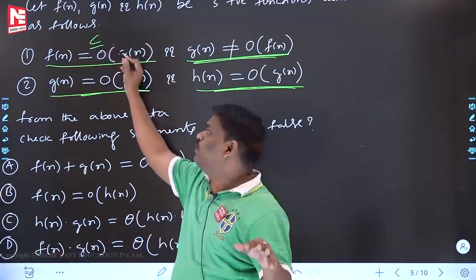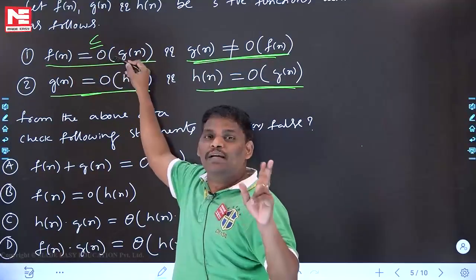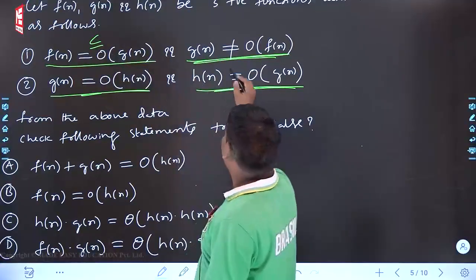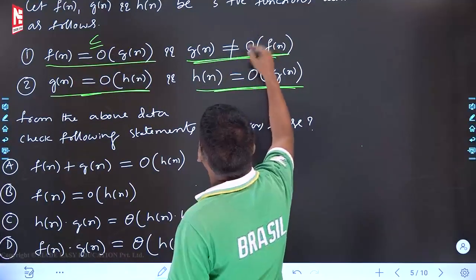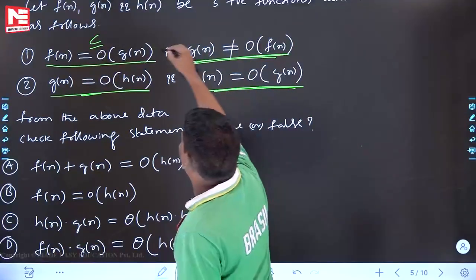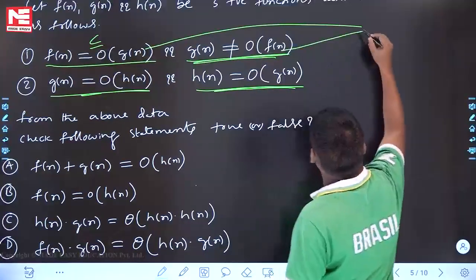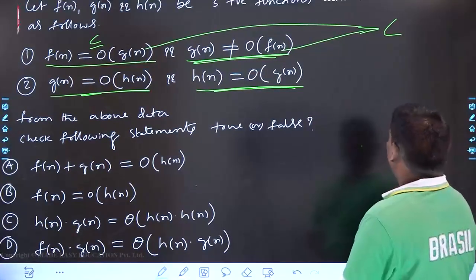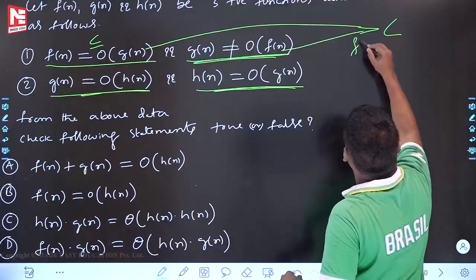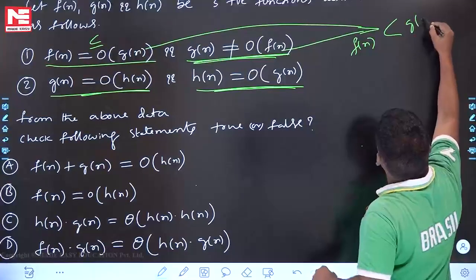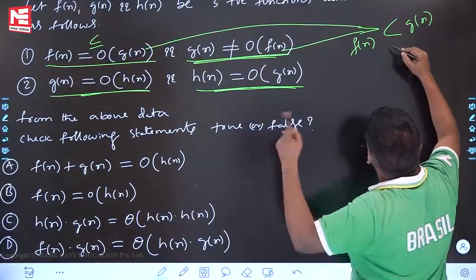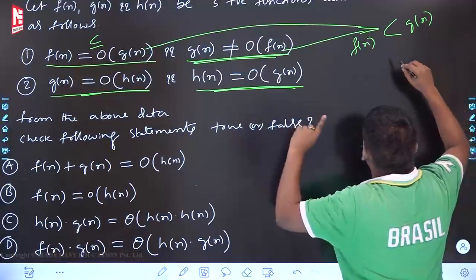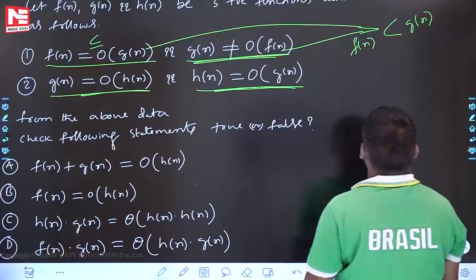If the reverse is not true, it is less than. I am in a dilemma, is it less than or equal? See this one: the reverse is not possible, g of n is not big O of f of n. What is the meaning? If the reverse were also possible, it could have been equal, but because the reverse is not possible, it is less than. F of n is less than or equal to g of n because the first one is true, and the reverse not being true means equal has no chance. Then f of n is less than g of n.